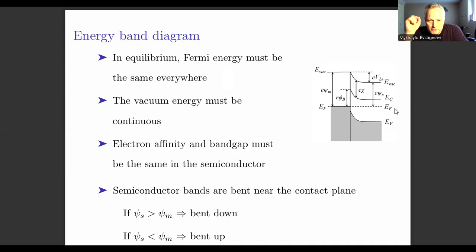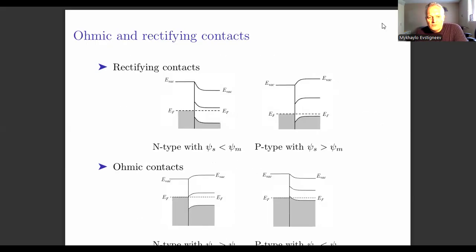There is some band bending in the metal as well, but its spatial extent is so tiny that it may be neglected, and it is really hard to show in the diagram. It is orders of magnitude smaller in the metal than in the semiconductor. So we have 4 possible combinations. The semiconductor can be either of N or of P type. That's 2 combinations. And the semiconductor work function can be higher or lower than the metal's work function. 2 times 2 gives us 4 possible combinations.